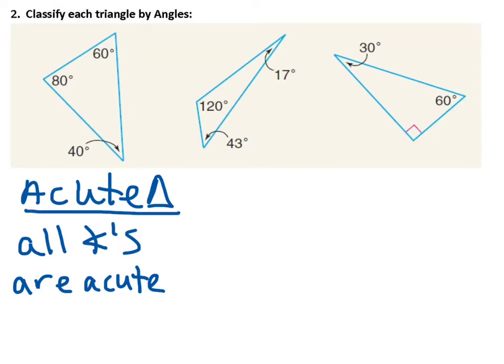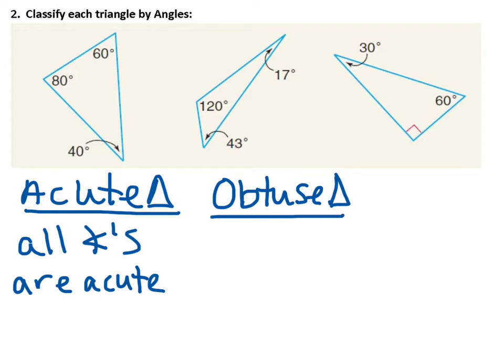Now let's look at this next triangle that we have. Notice this angle, although it's an acute angle, and this angle is also acute, we have one angle that is larger than 90 degrees. Therefore, since we have an obtuse angle within the triangle, we actually call the triangle an obtuse triangle. So the rule for an obtuse triangle is that we have one obtuse angle.